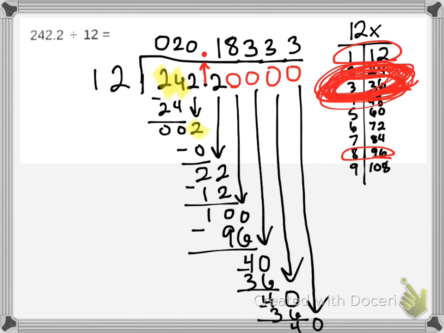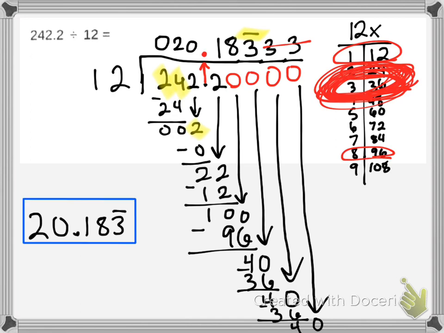So in this case, what we want to do is forget about all the 3s that are extra, and we just leave one 3 on the answer, and we'll use a little line on top of the 3. That little line is called the bar notation. It's like a bar. And that tells you that this number is the one that keeps repeating on forever. So my final answer is going to be 20 and 183 thousandths with the 3 repeating.